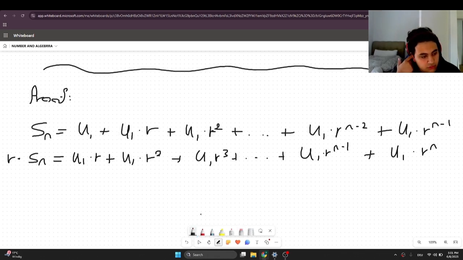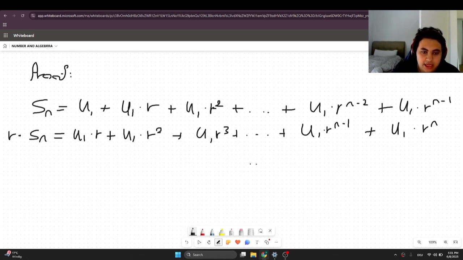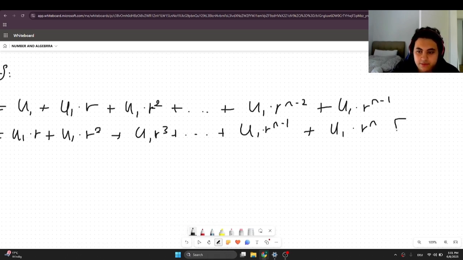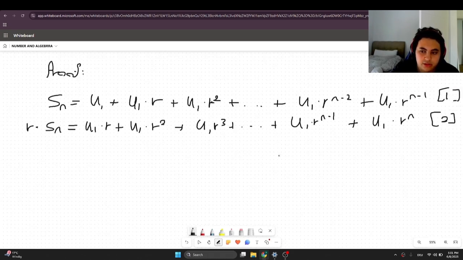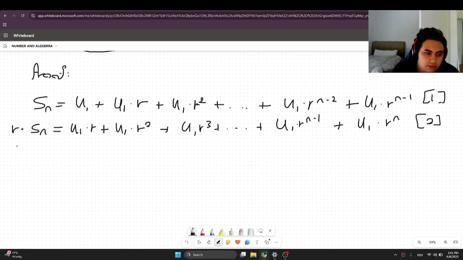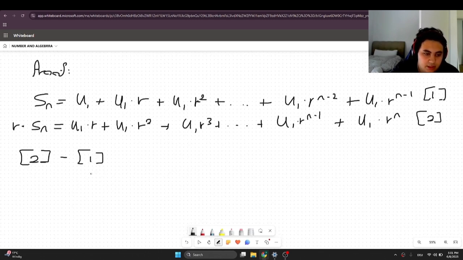Cool. So now what I'm going to do is take these two sequences and subtract them from each other. Specifically, this one here, which I'll call 2, and this one I'll call 1. I'm going to subtract sequence 1 from sequence 2. So sequence 2 minus sequence 1.